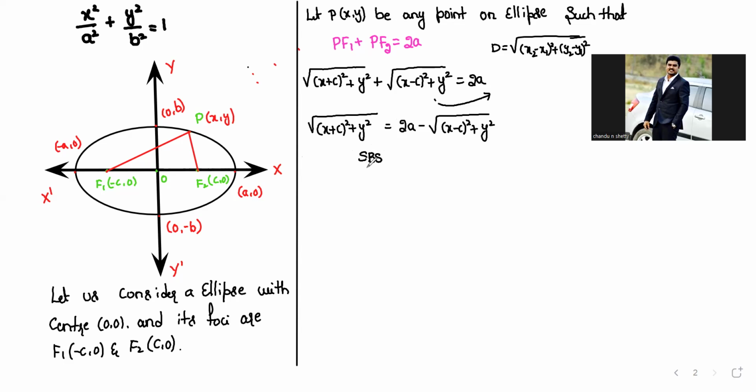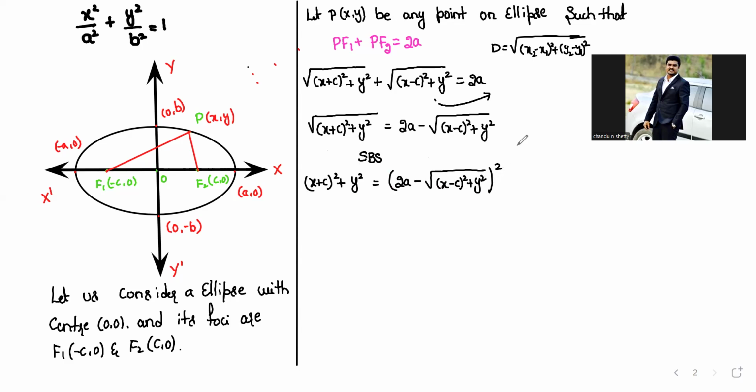Now we are taking SBS. SBS means squaring on both sides. So x plus c whole square plus y square is equal to 2a minus square root of x minus c whole square plus y square, whole square. Sir, where is the square on this side? The square root is cancelled. So what we got remaining is x plus c whole square plus y square is equal to 2a minus square root of x minus c whole square plus y square, whole square.